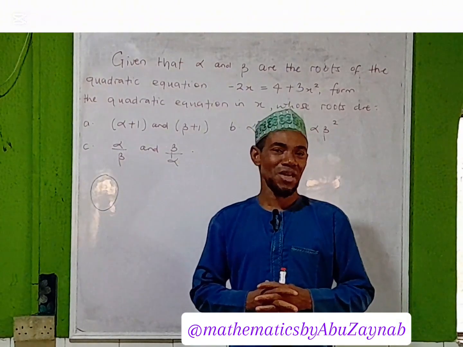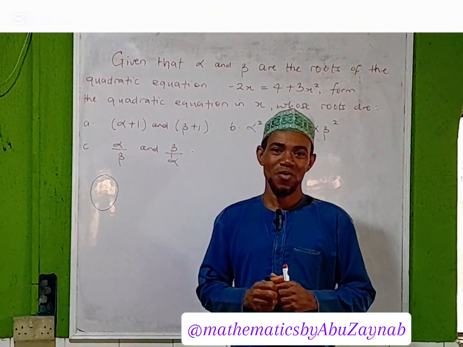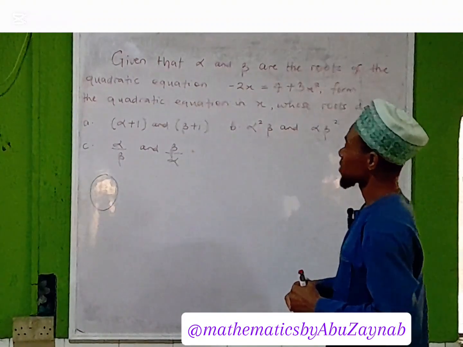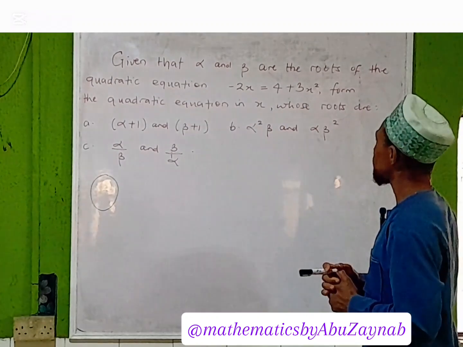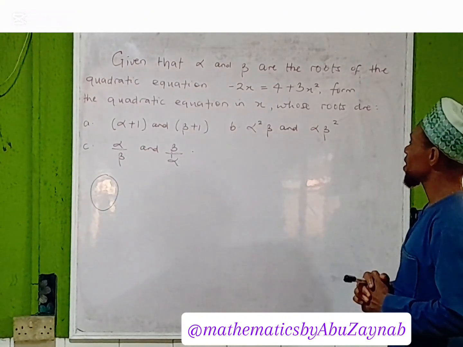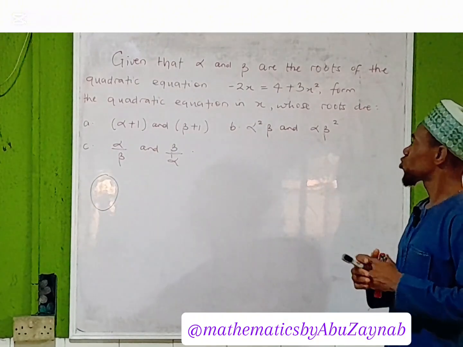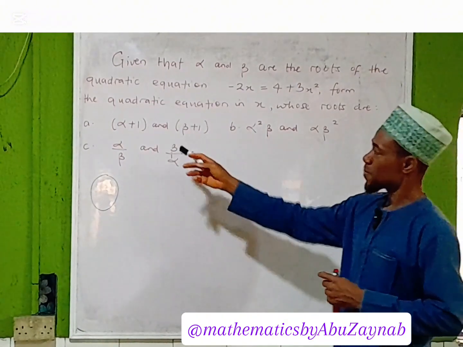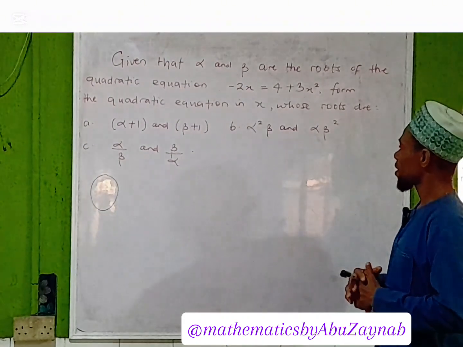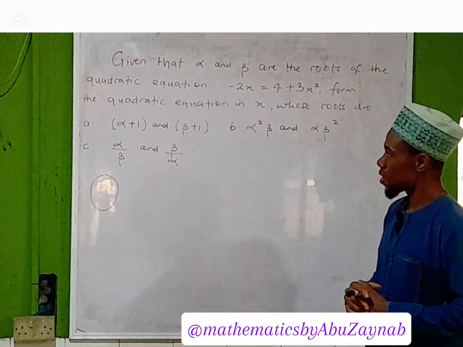Today, which promises to be another interesting class, we continue on our series of quadratic equations. We are taking it a notch higher today by looking at this example on the board, which states that given that alpha and beta are the roots of the quadratic equation minus 2x equals 4 plus 3x squared, we are to form the quadratic equation in x, whose roots are, number 1, alpha plus 1 and beta plus 1. Number 2, alpha squared beta and alpha beta squared. And number 3, alpha over beta and beta over alpha.